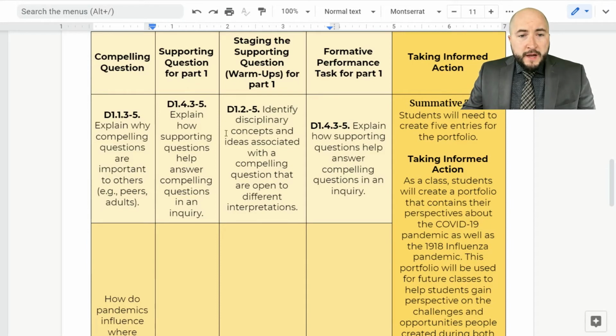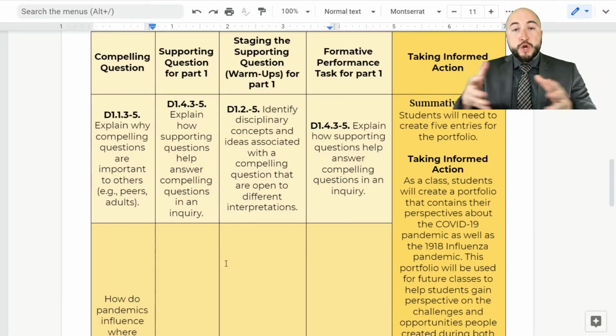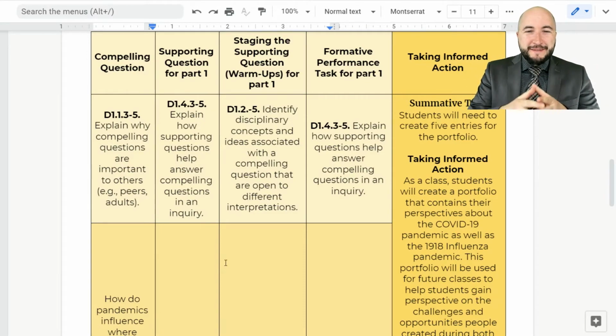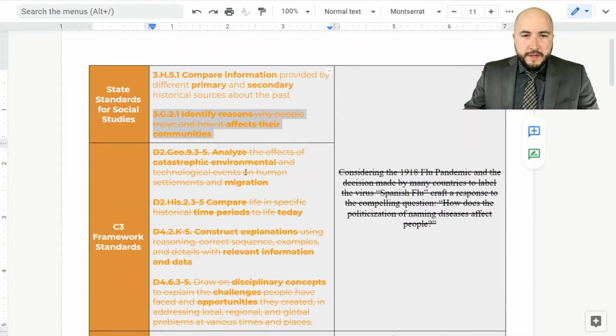So we need to find a way to explain how supporting questions help answer compelling questions. If we remember from my description of C3, or when I showed you, it's simpler. So what are the simple pieces that we're going to need for students to understand? And if we scroll back to our standards that we haven't really touched on yet, I've already crossed them off, but we can still see the bolded part. We probably have some words here that we want to explain to students.